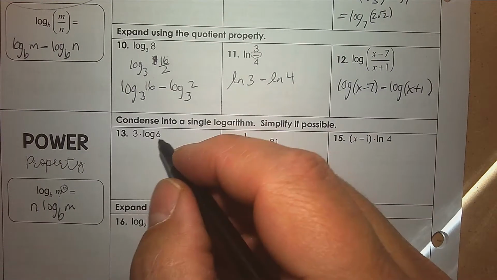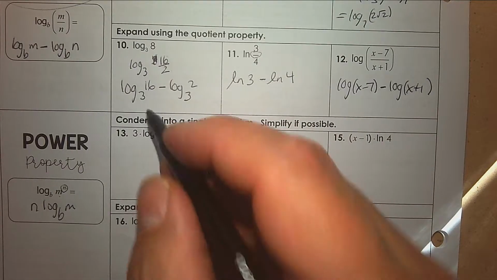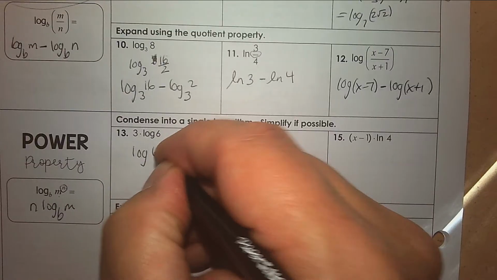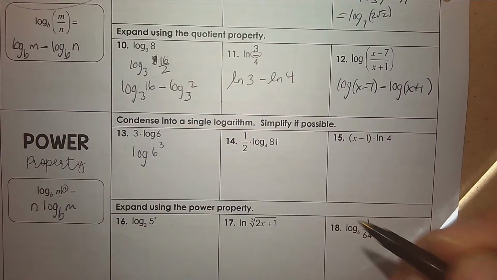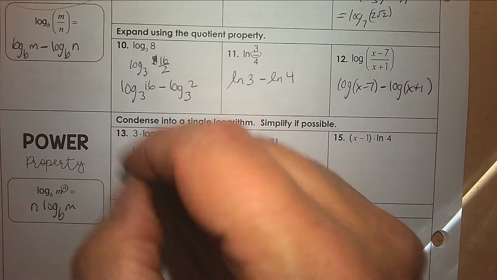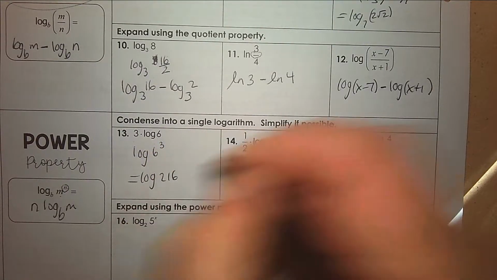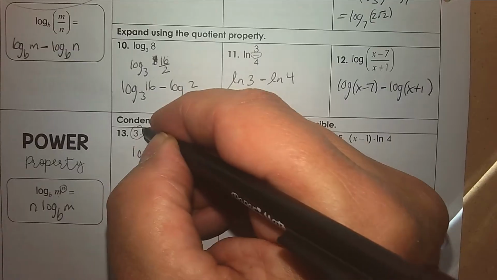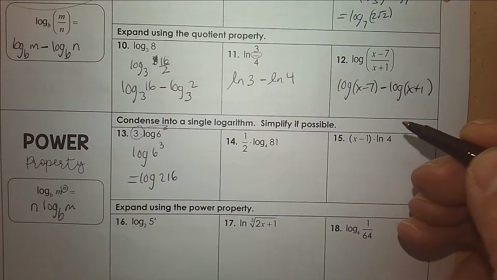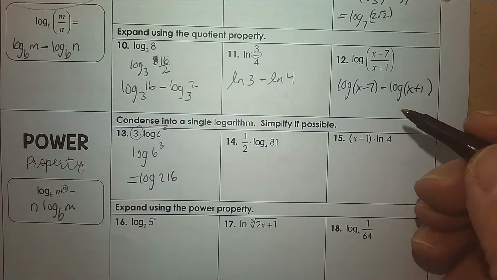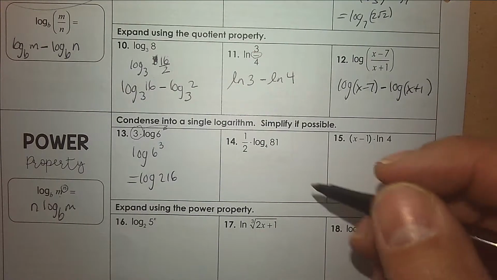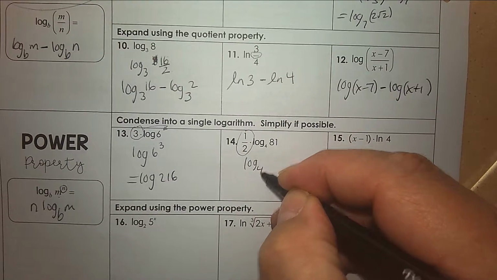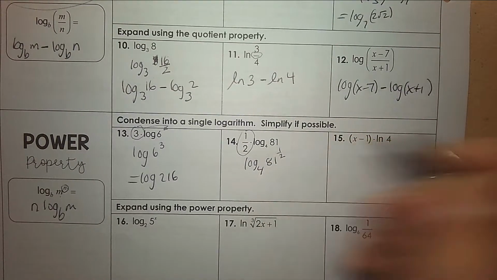So we can go either direction here. So 3 times log 6. That can be written as log 6 to the exponent 3, which is log 216. So, when a number is being multiplied in front, that is the exponent inside the logarithm. Let's look at it again. Do you see a number being multiplied in front? That is the exponent inside the logarithm.